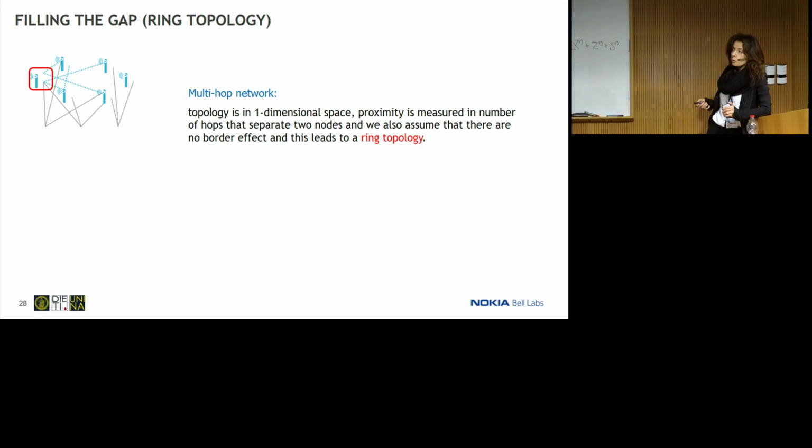So as a first step, what we did, we said, okay, let's consider a topology in a one-dimensional space. Proximity is measured in the number of hops that separate the two nodes. And we also assume that there are no border effects. This essentially implies that what we are considering is a sort of ring topology.